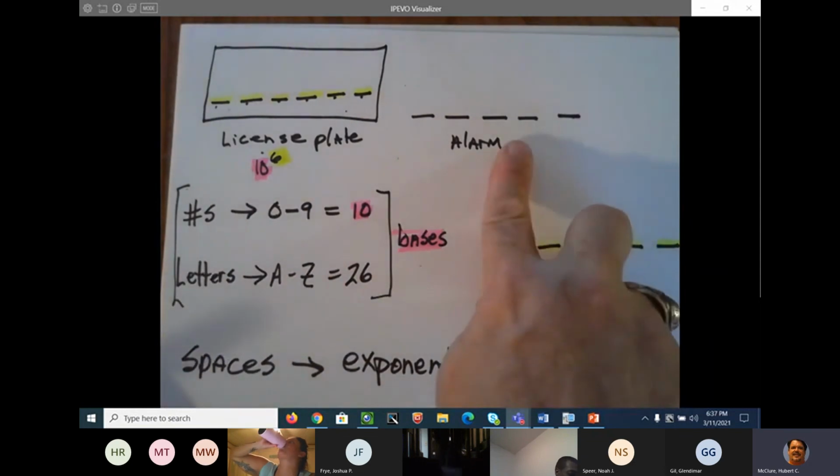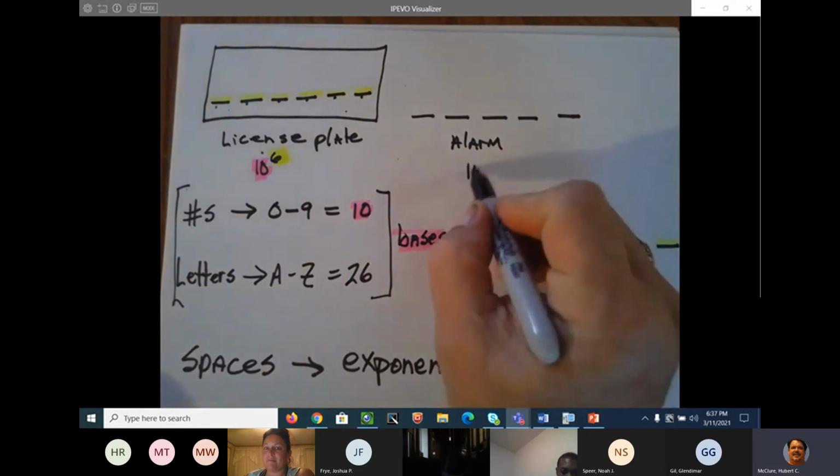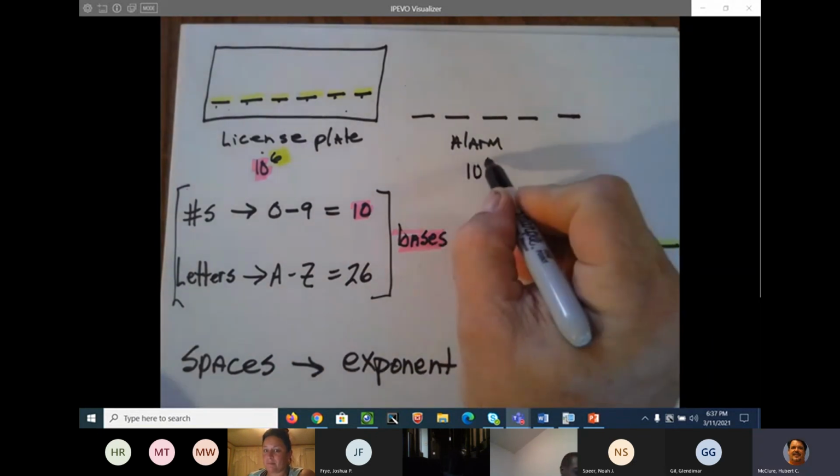My alarm code is going to be 10 to the what? 5th. 5th power. To the 5th power.